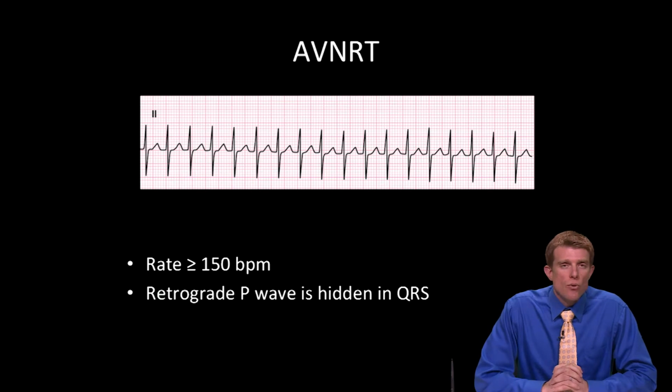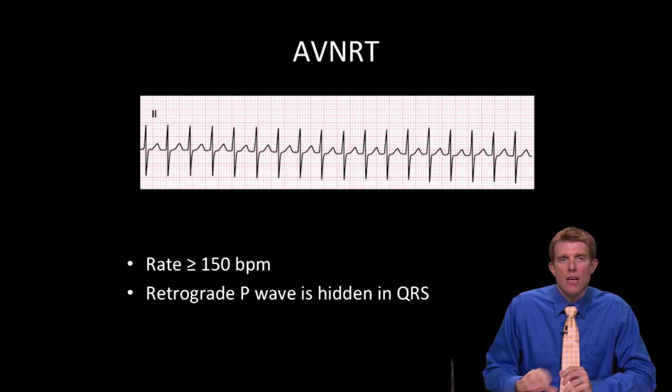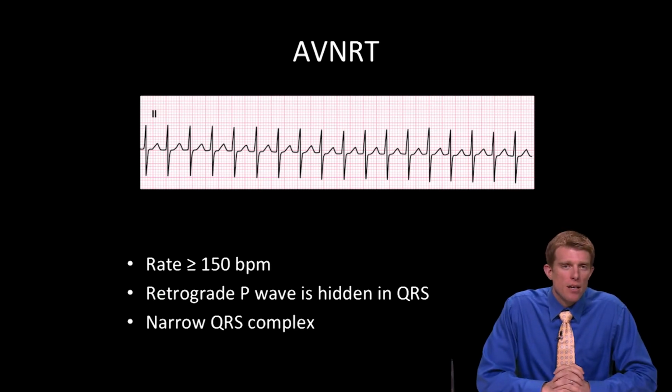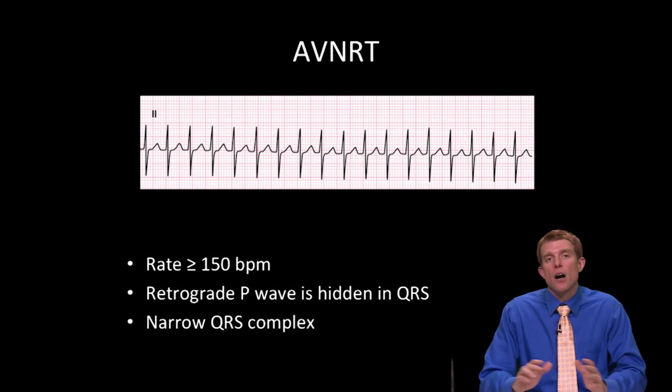There is a retrograde P wave being sent off, as we saw, but that P wave is actually hidden or buried in the QRS complex, so you do not see P waves in AVNRT. And the QRS complex, because it's using that normal electrical pathway, is narrow and not wide.